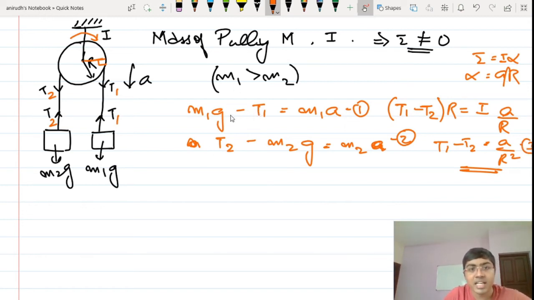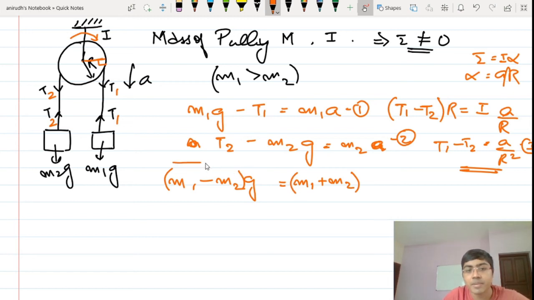See, what I will do is that I will be taking T1 to the other side, and then add. So what will I get? M1g minus M2g. So that is (M1 minus M2) multiplied by g is equal to (M1 plus M2) into A. This is how I am solving this, into A plus T1 to the other side, that will be plus T1. This T2 I am taking to the other side, so that will be T1 minus T2. So in place of T1 minus T2, I will be substituting A by R square.